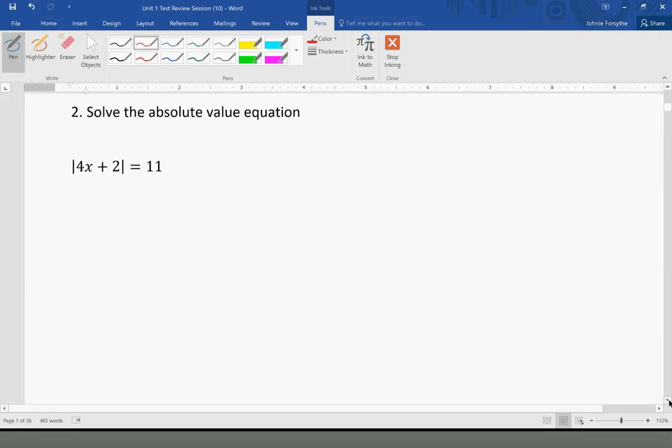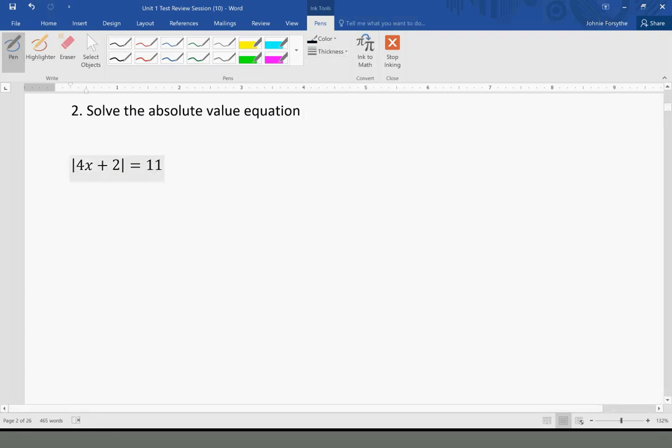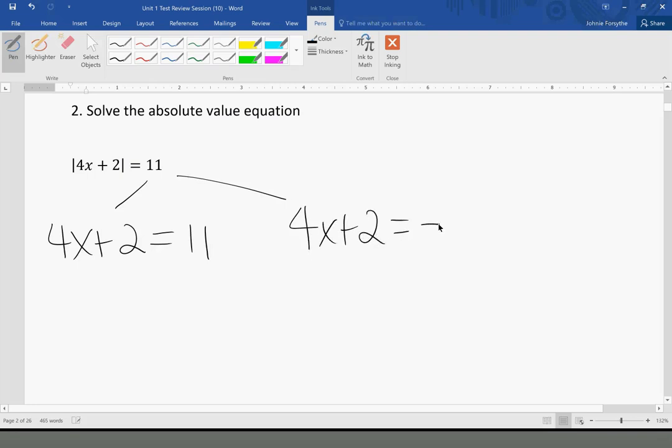Number 2. Solve this absolute value equation. Now we have the absolute value is equal to 11. That's okay, that's a positive number. So we're going to start by writing our 2 equations. We have dropped the absolute value sign: 4x plus 2 equals 11, and then we have 4x plus 2 equals negative 11.